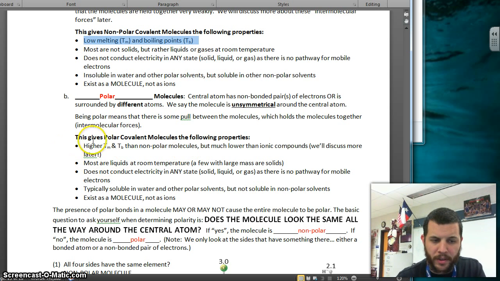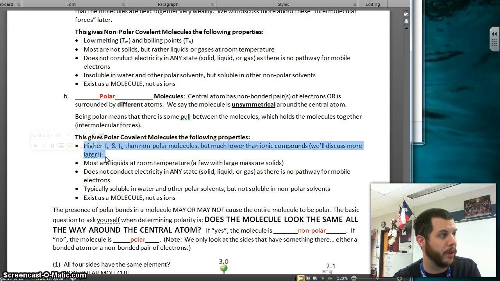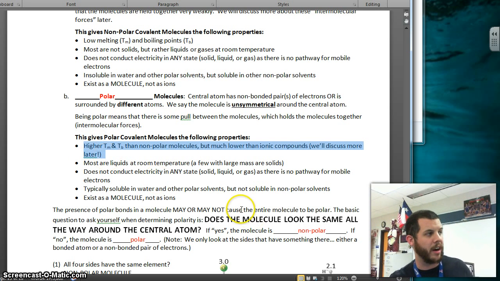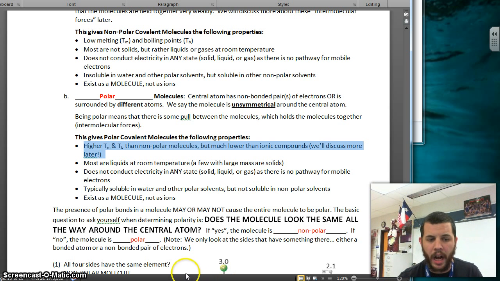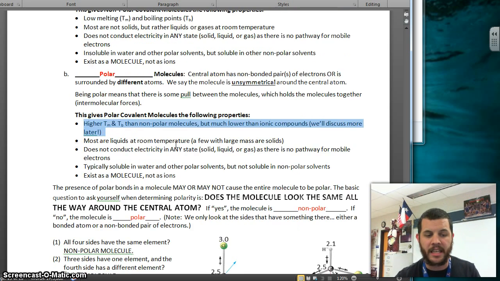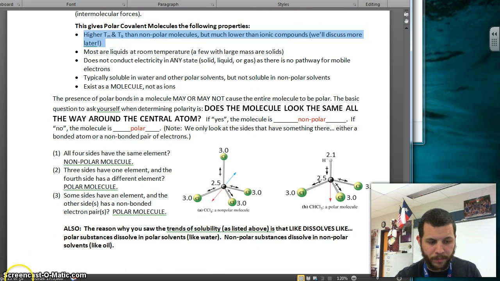Like I said a moment ago, these have higher melting points and boiling points than their nonpolar counterparts. Most of these also are going to be liquids at room temperature. These do not conduct electricity in any state. They're typically going to be soluble in water. And these are also going to exist as a molecule.